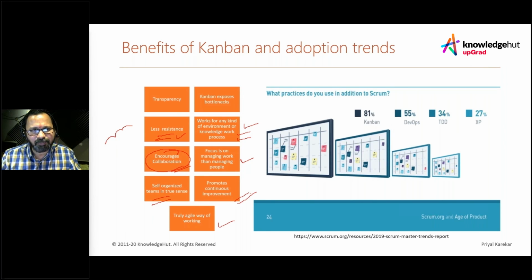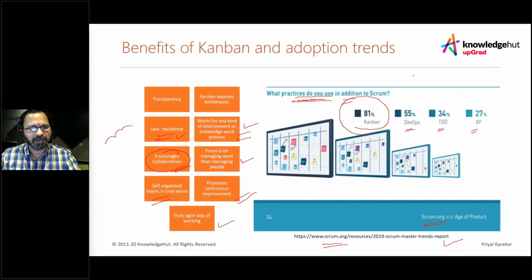Now, these are a couple of trends which we see in this industry, and these trends are taken from actually scrum.org. The link is given here, right? Okay, what are the other practices you see in addition to Scrum, right? 81% of the industry is adopting Kanban, 55% DevOps, 34% TDD, and 27% XP. And this is published in scrum.org, and also on the Kanban University website. So this is the adoption rate right now, right?